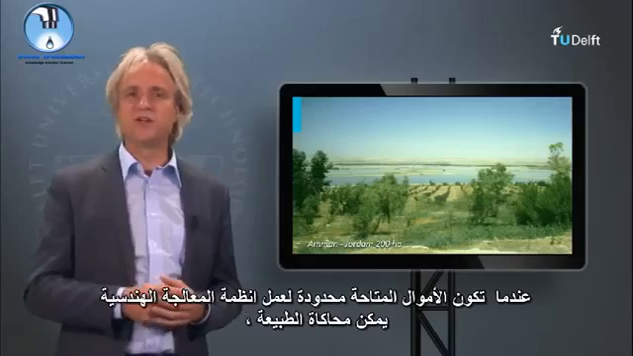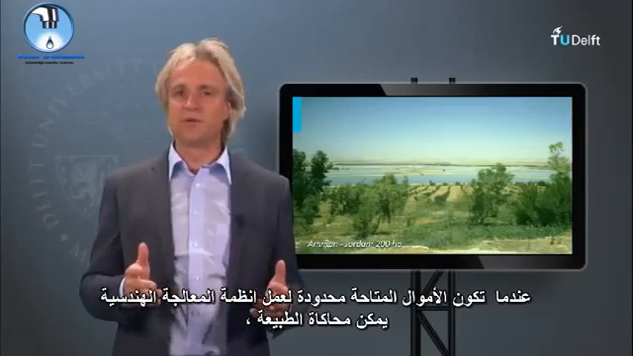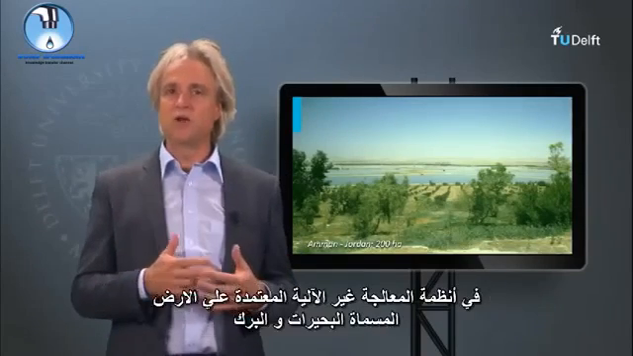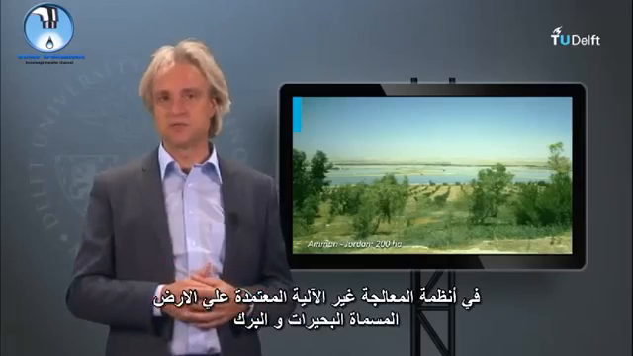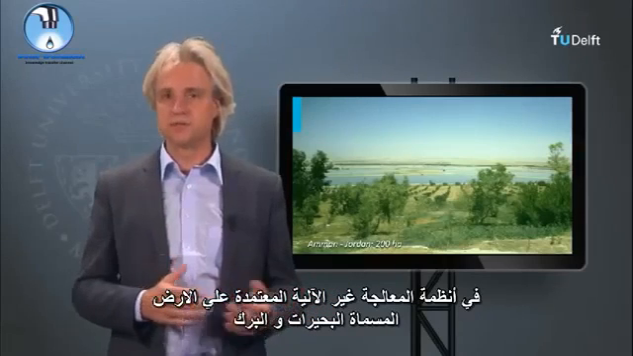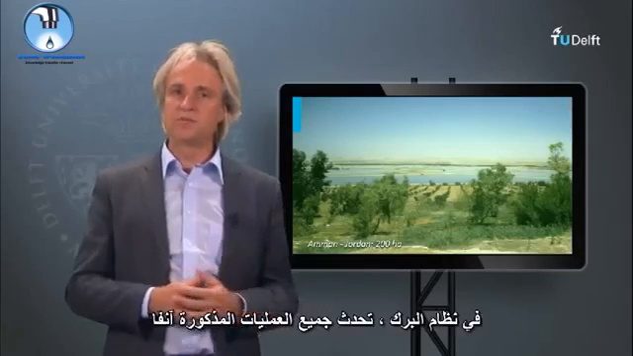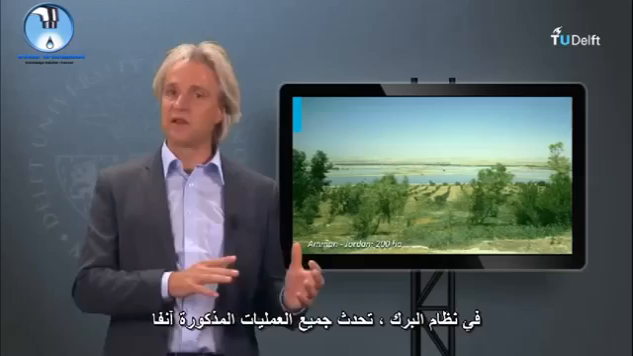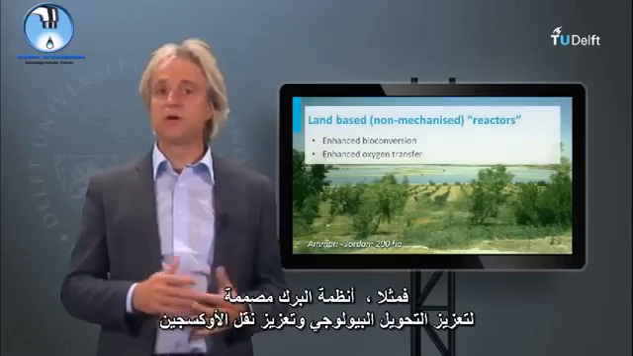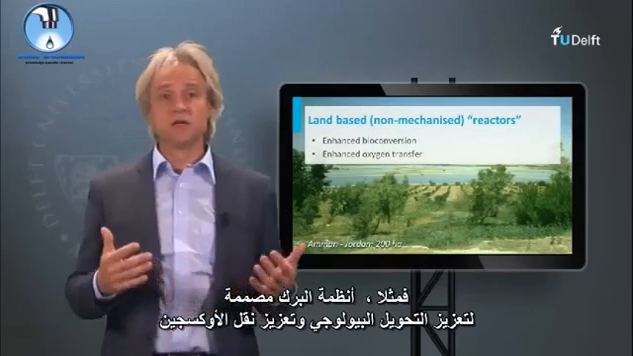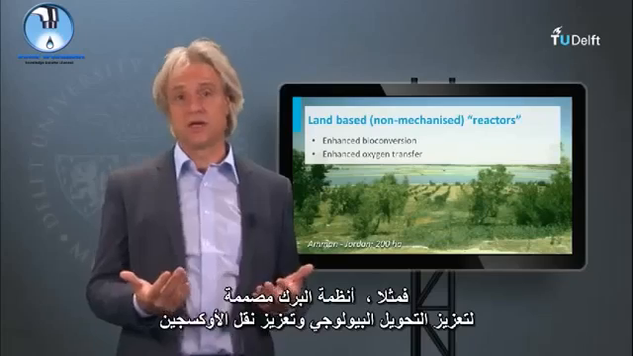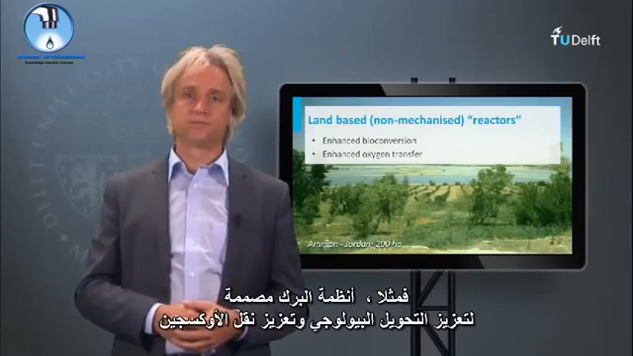When limited funds for engineered treatment systems are available, nature can be mimicked in non-mechanized land-based treatment systems, called lagoons or pond systems. In the pond systems, all before-mentioned processes take place. As such, pond systems are also optimized for enhanced bioconversion and enhanced oxygen transfer.